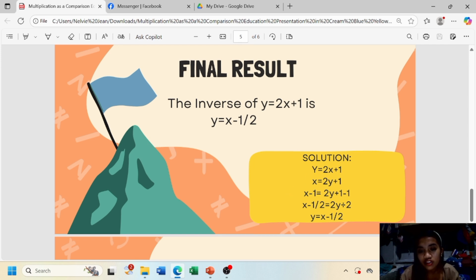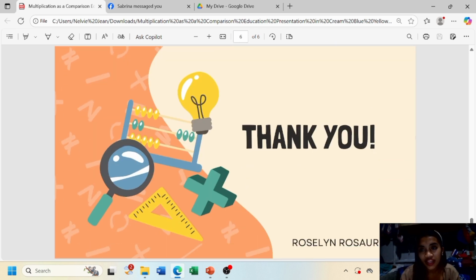So we swap, so it becomes x is equal to 2y plus 1. x minus 1 is equal to 2y plus 1 minus 1. So x minus 1 over 2 is equal to 2y divided by 2. So let's divide both sides by 2. So the equation is y is equal to x minus 1 over 2. y is equal to x minus 1 over 2. And that's it.